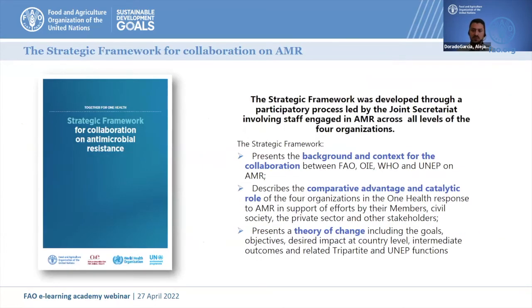So building on the momentum of increased collaboration, the quadripartite has also developed a strategic framework for collaboration in AMR. This was published a few months ago. This framework represents the joint work of the 4 organizations, describing the comparative advantage of each of them to advance a One Health response to antimicrobial resistance at the global, regional, and country levels. It also presents an elaborated theory of change that broadly supports the implementation of the 5 pillars of the Global Action Plan. And of course, it also strengthens the global AMR governance.